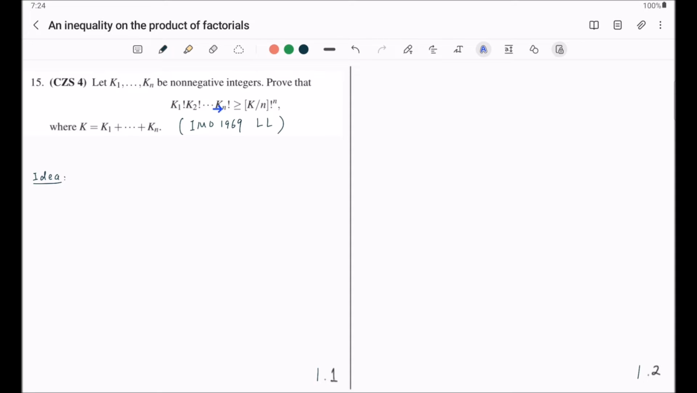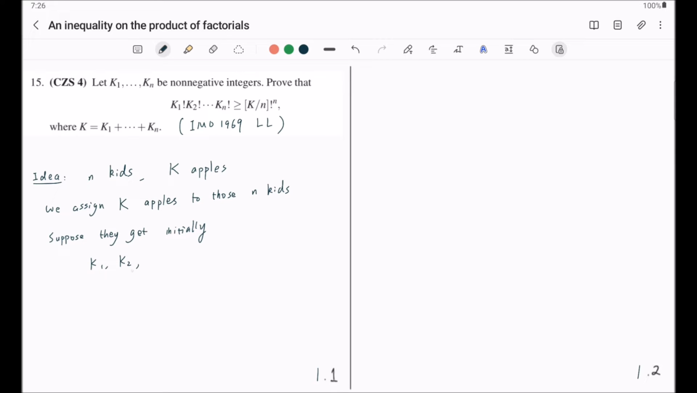Now I have n integers k1 through kn. You can think of the situation as we have n kids, and we have capital K many apples. What we do now is that we are going to assign those K apples to those n kids. And we suppose they get initially k1, k2, all the way to kn many apples, respectively.